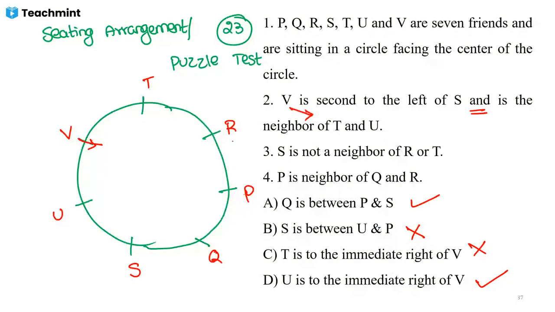Okay, but this is the arrangement, my dear friends. See this. They have given only three simple statements. Q is between P and S. You just see V is second to the left of S, and neighbor of T and U. S is not neighbor of R or T. So see these things. We have A and D both correct here.